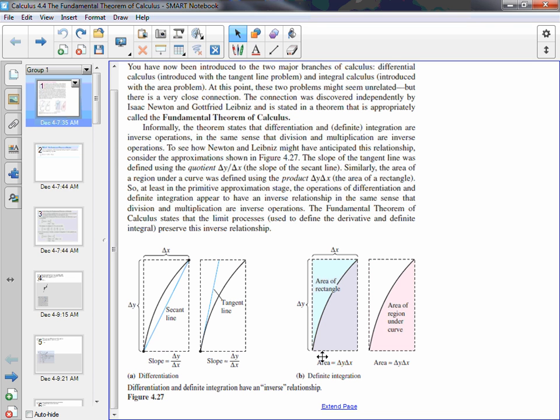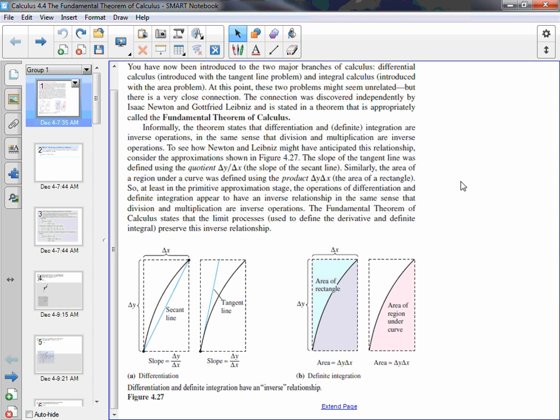But look, if your rectangle is sitting on the x-axis, and we call the height f of x, really, wouldn't that be whatever the y-coordinate is minus the y-coordinate of 0? So you can call it the change in y. We never did, but it would have been the same thing. So, change in y times change in x. That one's set up with division between those two things, this one with multiplication. So there is an inverse relationship going on, because multiplication and division have an inverse relationship. So at least in the primitive approximation stage, the operations of differentiation and definite integration appear to have an inverse relationship in the same sense that division and multiplication are inverse operations.